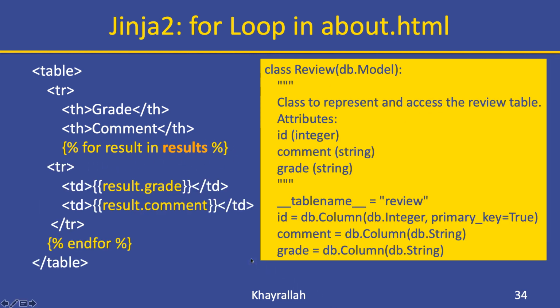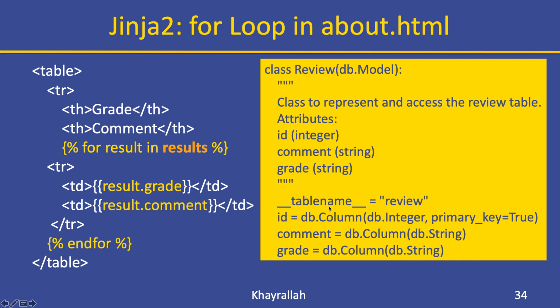And finally, here when we access the grade and comment, these are actually instance variables in the review class. Remember, we said results is a list of Python objects. These are Python review objects. So we access the comment and grade instance variables using the dot notation, result.grade and result.comment. And here we are iterating over the list results. It's a list of Python review objects.